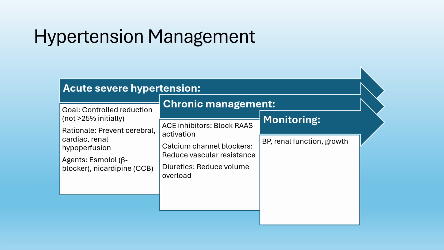The target of no more than 25% reduction in the first hour reflects this reality. Autoregulatory mechanisms require time to reset. More aggressive reduction risks watershed infarcts and acute tubular necrosis.